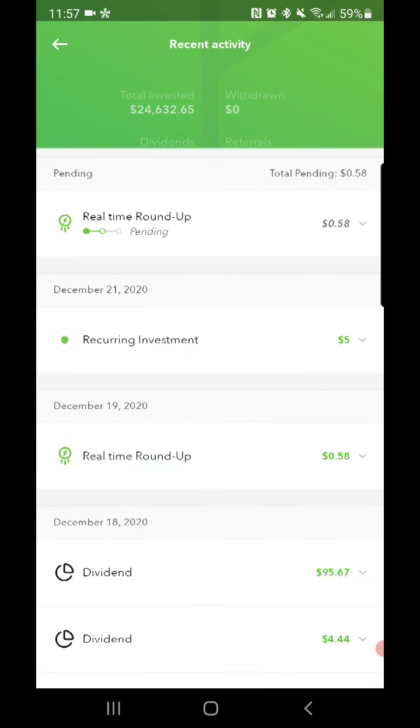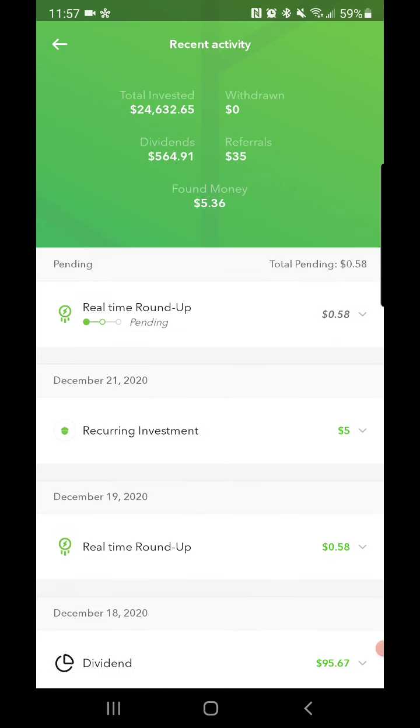Anyways, I had a couple roundups going there. I had a recurring investment of $5. My total invested remains at $24,632.65. My dividends is at $564.91. And referrals is at $35. Found money is at $5.36.